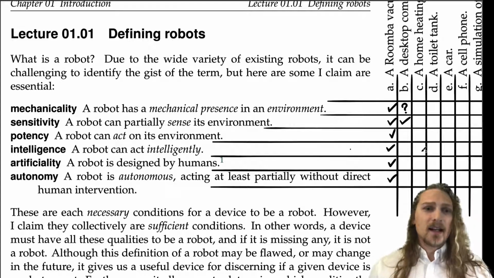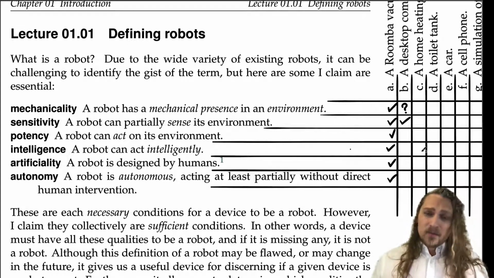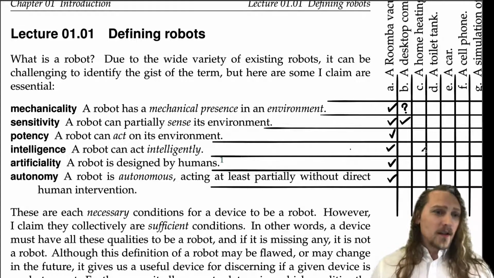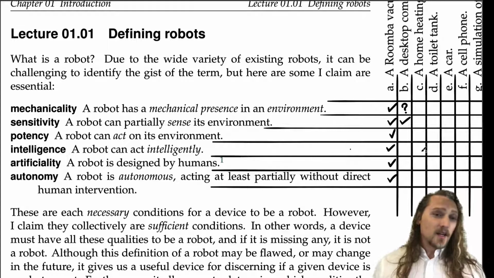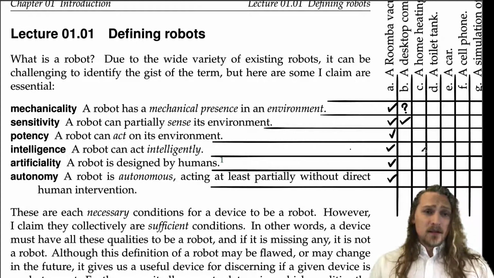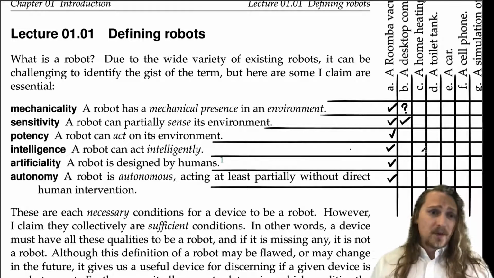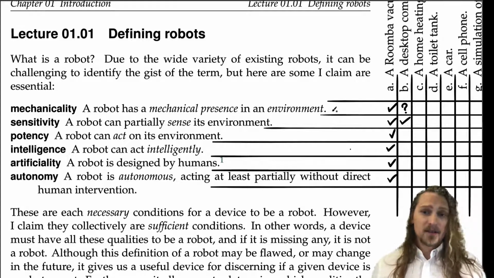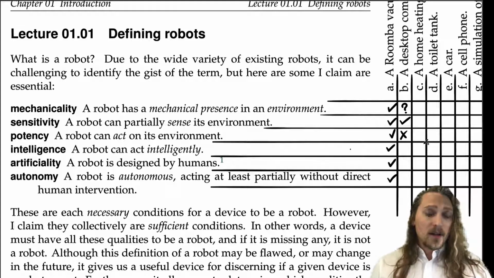Potency. A robot can act on its environment. So a personal computer can't really do that. It can present something on a screen. When we say act here, we really mean a mechanical act, and this is something that a personal computer can't do. So I would say that's a no for a desktop computer.